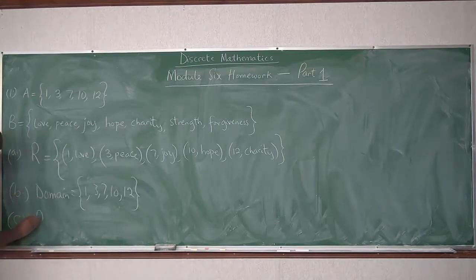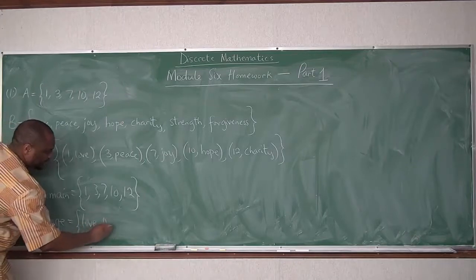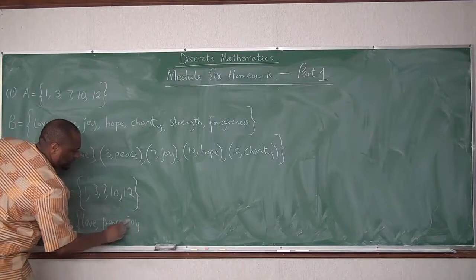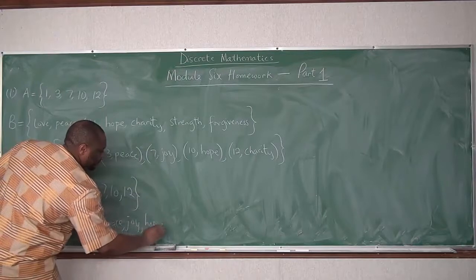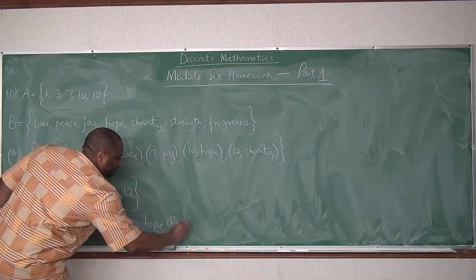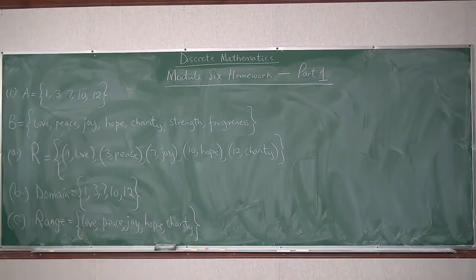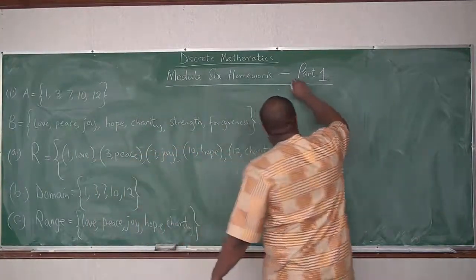The range is also a set. You put it in using braces. The range will be love, peace, joy, hope, charity. That is the range. That's it. Okay? Question 1. That is the end of question 1.